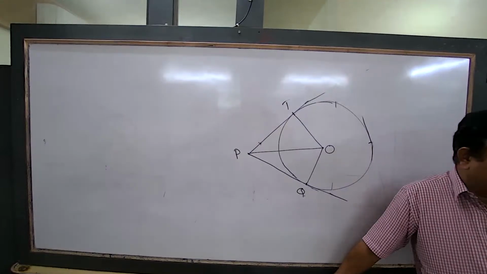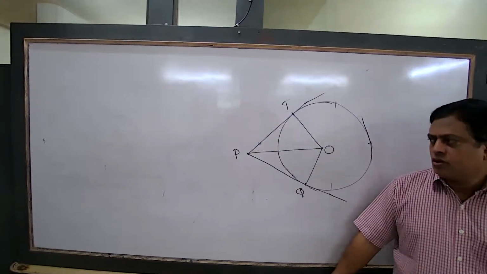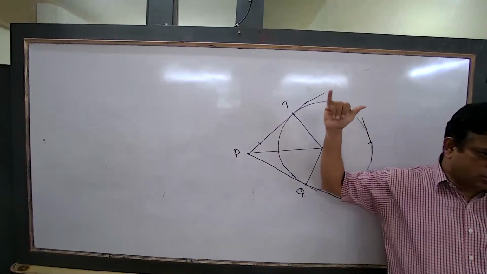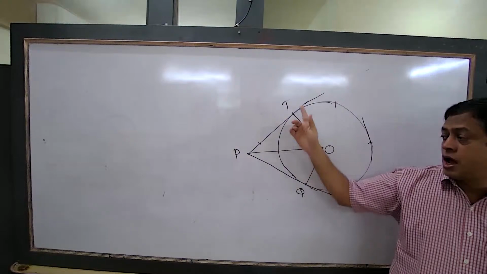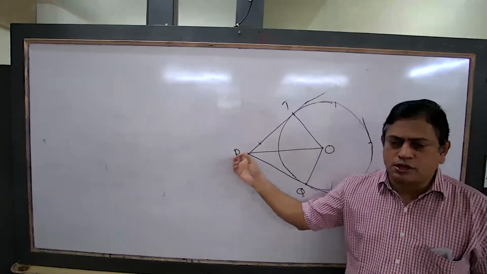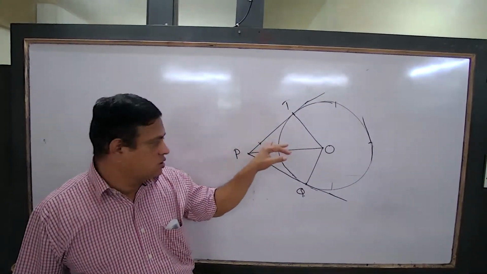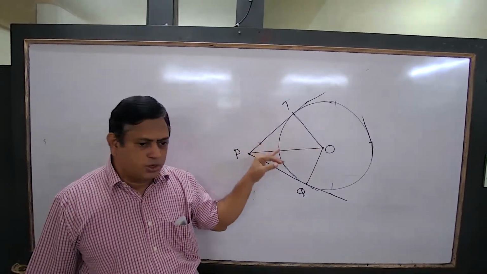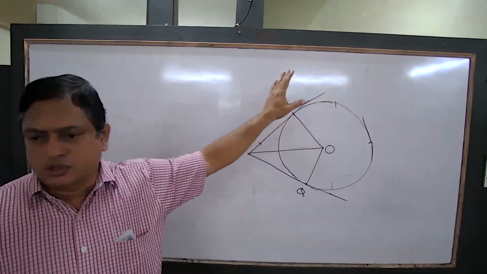Second thing: they subtend equal angles. Shetty, I have to prove that angle POT is equal to angle POQ. That is the second thing you have to prove. Third one: angle TPO is equal to angle QPO. Given condition is PT and PQ are tangents drawn from the external point to the circle. We have to prove three things: PT is equal to PQ, angle POT is equal to angle POQ, and angle TPO is equal to angle QPO.